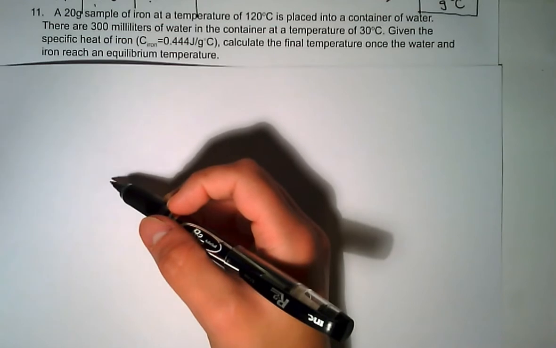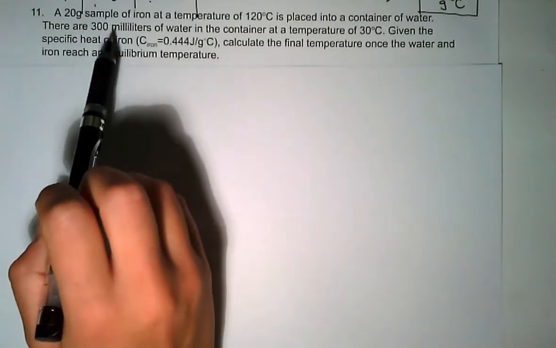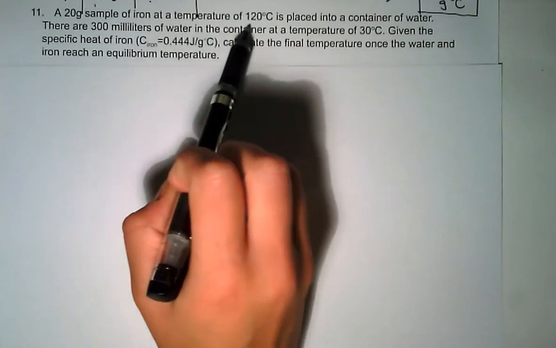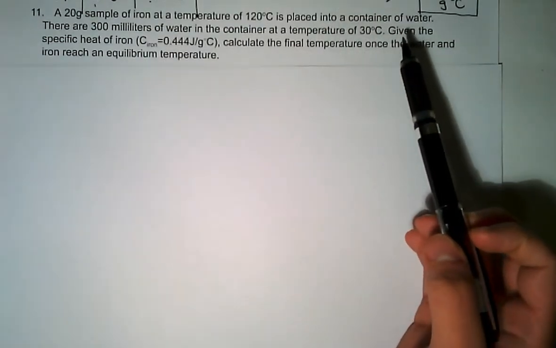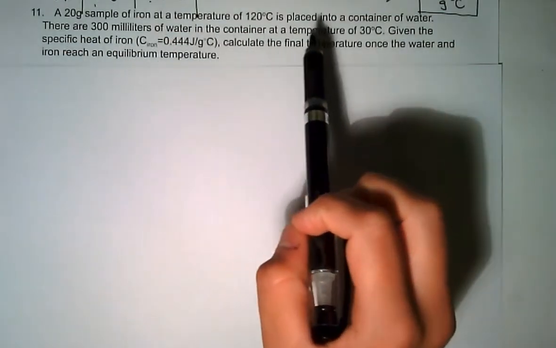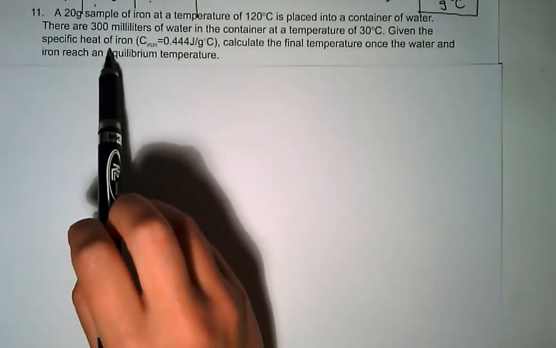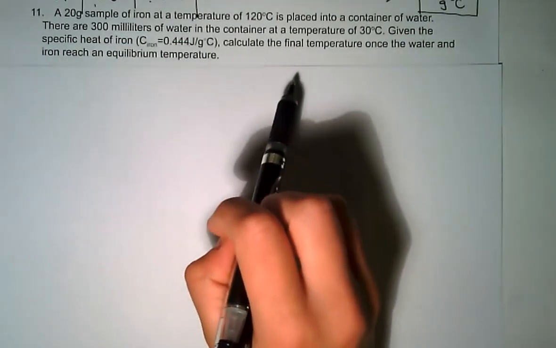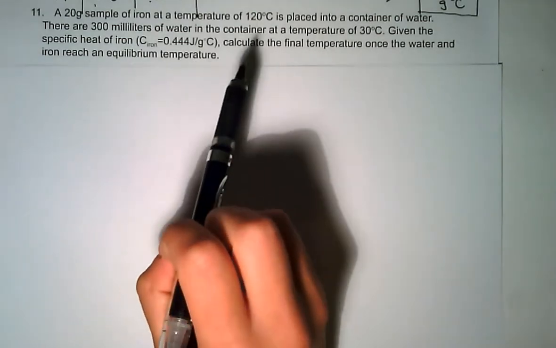And last but not least, we have number 11, which says a 20-gram sample of iron at a temperature of 120 degrees Celsius is placed into a container of water. There are 300 milliliters of water in the container at a temperature of 30 degrees Celsius. Given the specific heat of iron, which is this, calculate the final temperature once the water and the iron reach an equilibrium temperature.